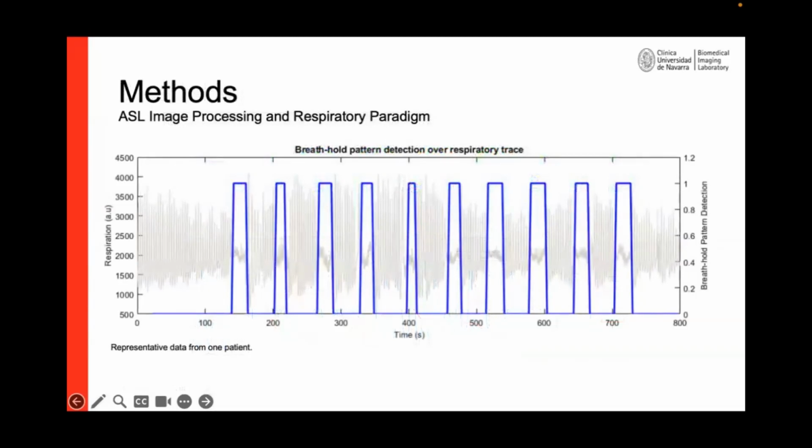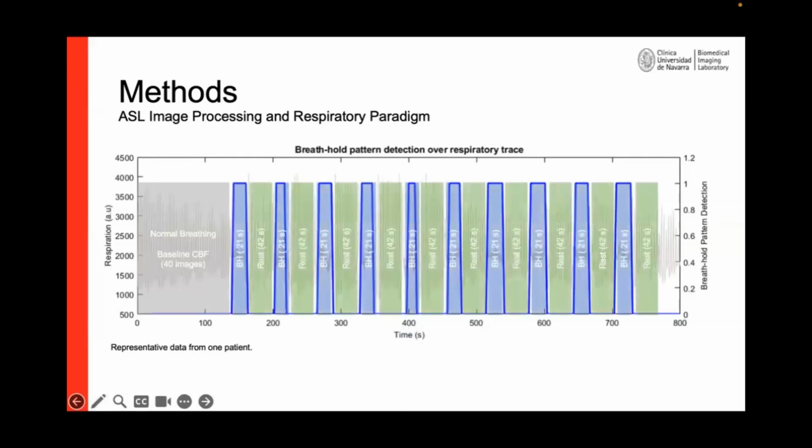We set an ASL acquisition with a breathing paradigm of 40 images of baseline normal breathing at the beginning, 120 seconds, followed by 21 seconds of breath holding, interleaved by 42 seconds of normal breathing to help get back to the baseline CBF, in 10 complete cycles for a total scan time of 12 minutes and 30 seconds. All images were acquired in a 3 Tesla Siemens scanner.